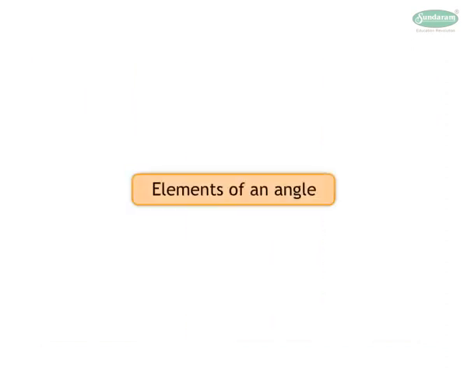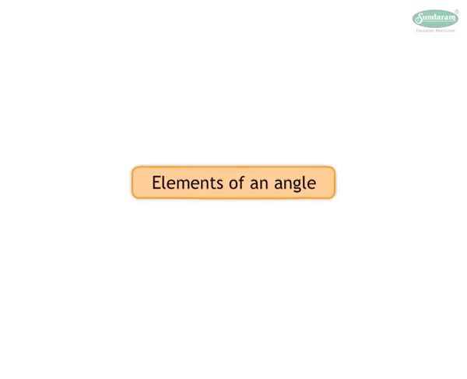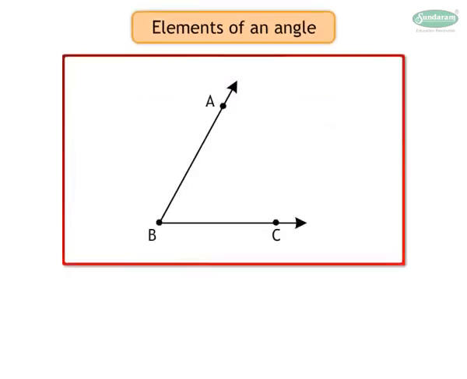After getting the knowledge about an angle, let us study about its elements. Look at the figure alongside. We see an angle. In the figure, there are two rays, namely ray BA and BC. They have a common origin B. In the figure, we can see that rays BA and BC do not lie on the same line.